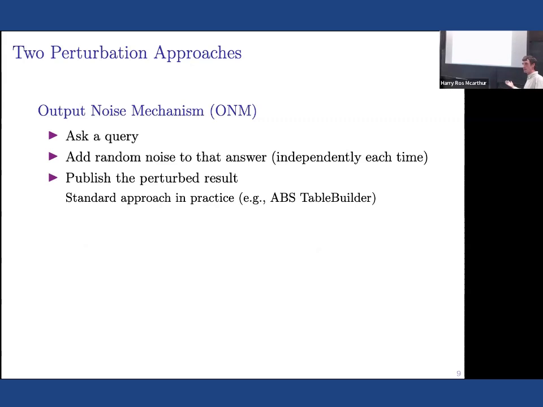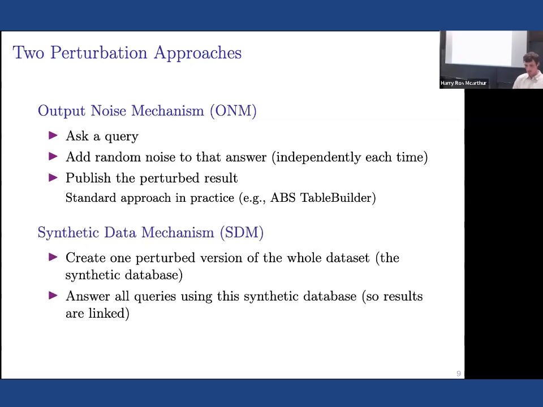This is actually what the ABS does with Table Builder, and Table Builder is actually the motivation for the model, which I will present. But yeah, this is one approach to perturbing the values. The other way is that you can use this synthetic data mechanism, which basically means you get your true database, you perturb that. So rather than adding noise at the output query level, you add it to the database level, which is also called the input level. And then you answer all queries using that synthetic database.